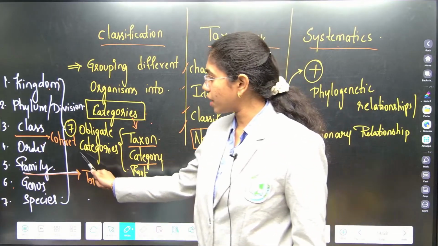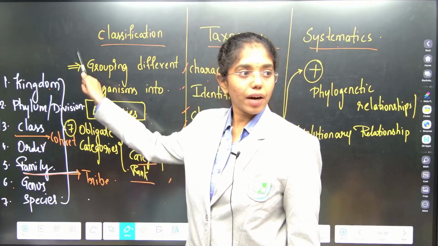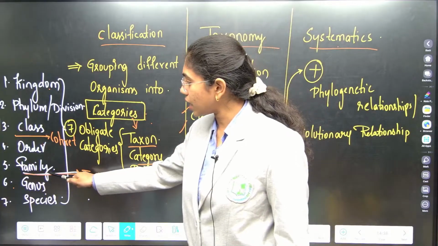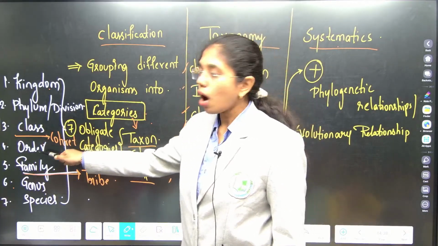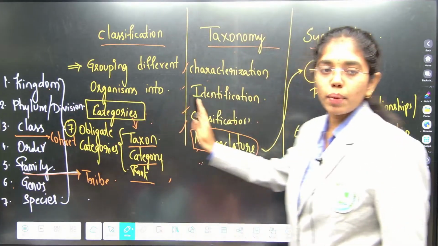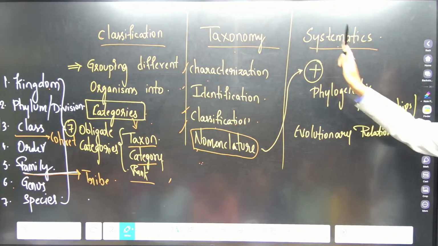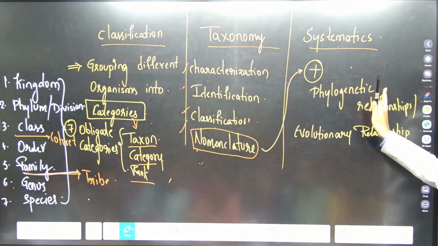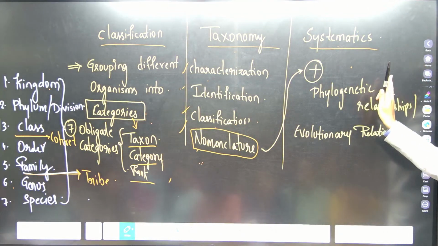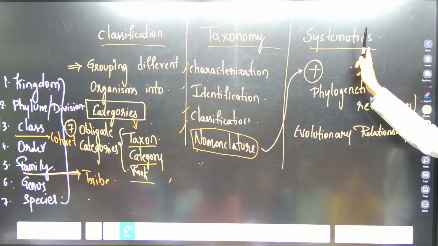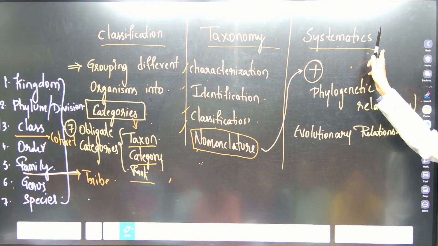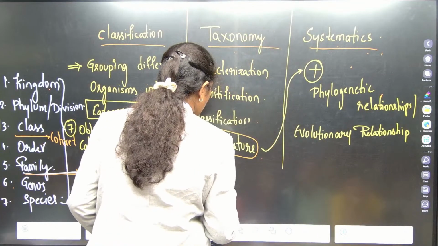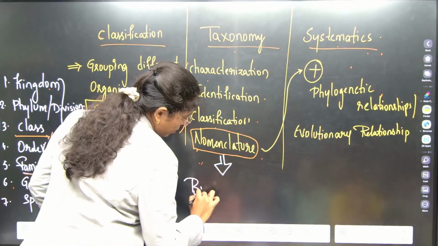As such, you have 7 obligate categories. Apart from this 7, you have to remember 2 more. One is tribe, which is in between genus and family. Other is cohort, in between order and class. Clear? Next is systematics. Along with this, if you are also including the evolutionary relationships to classify the organism, then you address that as systematics. For nomenclature, what is the standard method you are using? Binomial nomenclature.